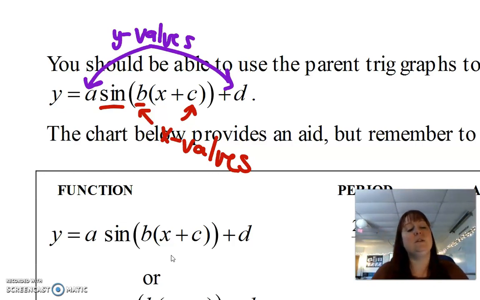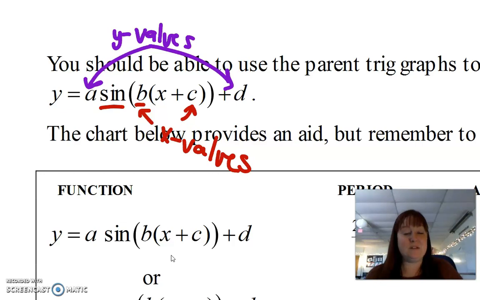So since c messes with x values, it's going to shift it left or right. And remember that your x is a liar. So anytime you see plus c, it really means move left. Or it means move the opposite of what you would think, okay? Now d changes y values, so it's going to move up or down. And y doesn't lie, so positive d is going to move it up, negative d is going to move it down.